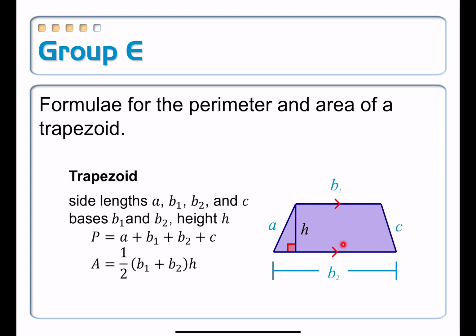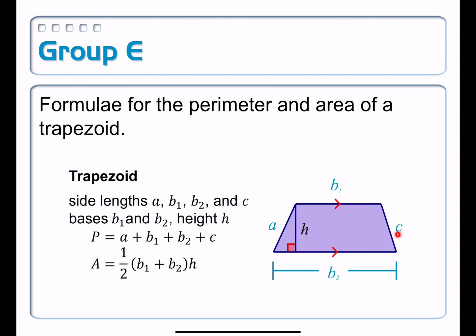Doesn't matter which one's which. And we have two other sides here, often referred to as the legs, A and C. And those two cannot be parallel. If they were parallel, then the shape would turn into a parallelogram. Parallelogram, trapezoid, two different shapes. Didn't know if you knew that or not.